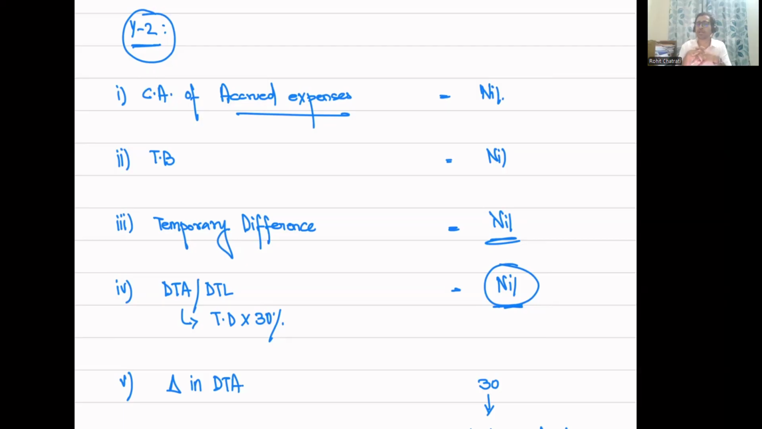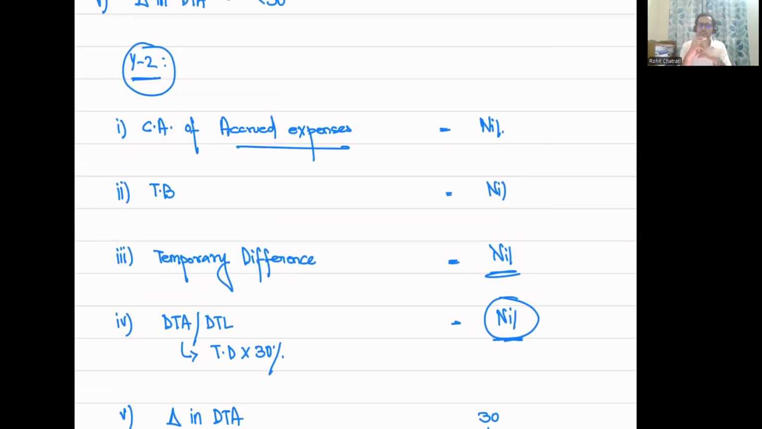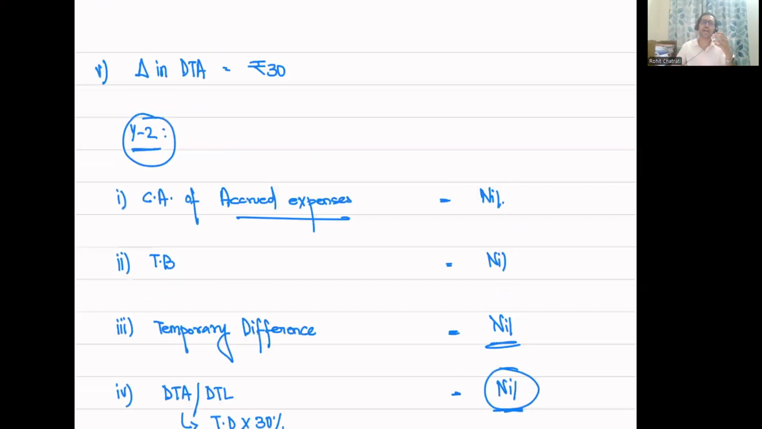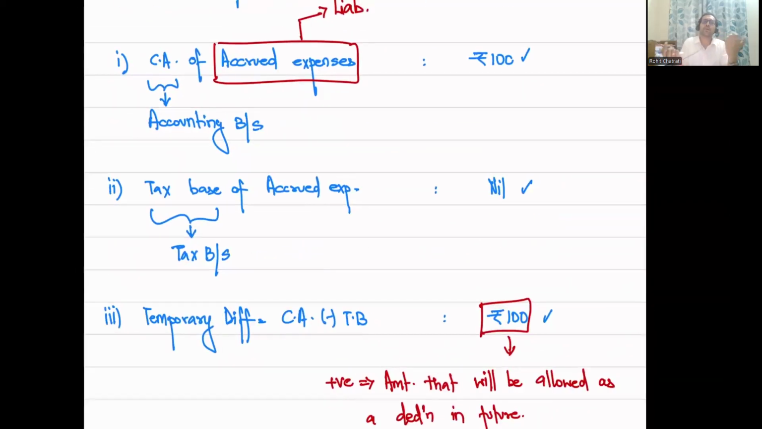Will every item actually result in a DTA or DTL? The answer is no. If, let us say, the carrying amount and tax base are equal... In the two examples that we have seen, we've actually taken cases where carrying amount and tax base were different. But it's not necessary that they're always going to be different. If carrying amount and tax base are equal in year one, there's no temporary difference. Therefore, there won't be any DTA or DTL.